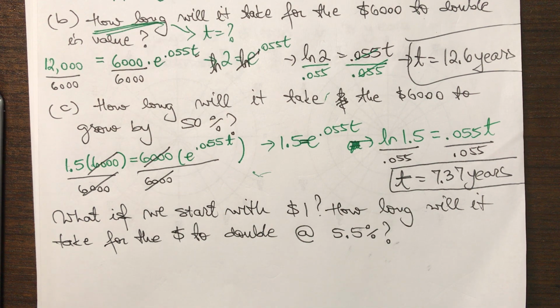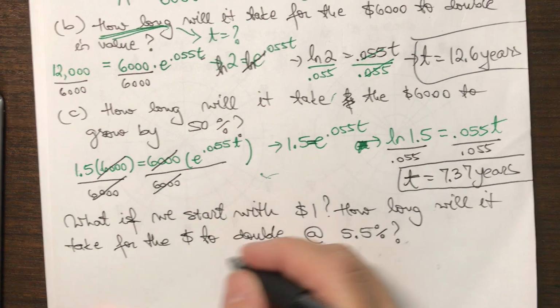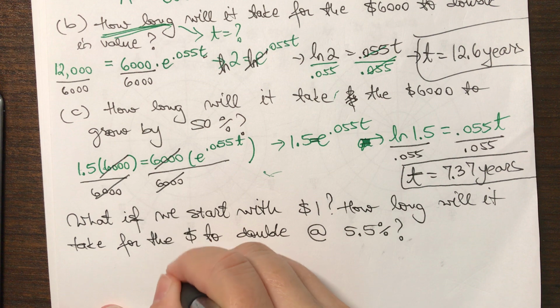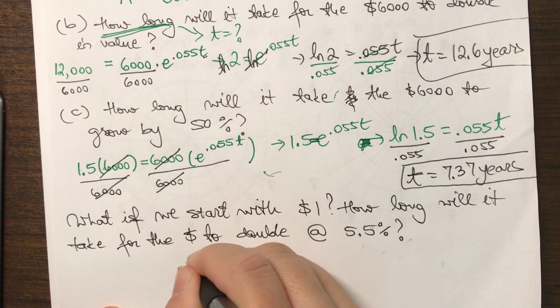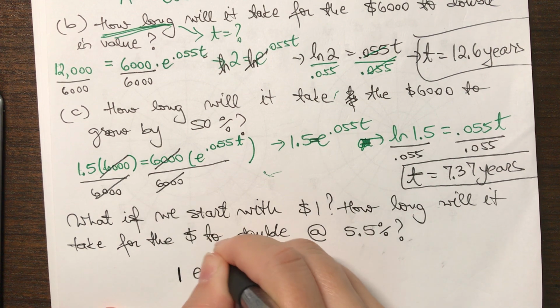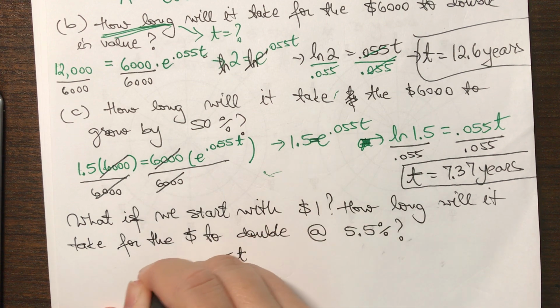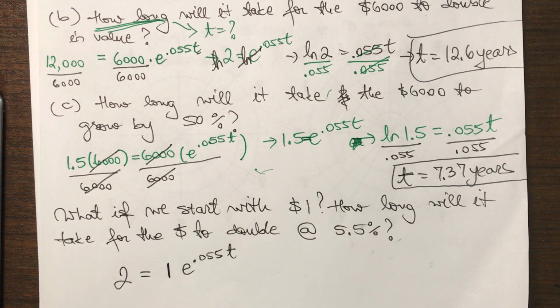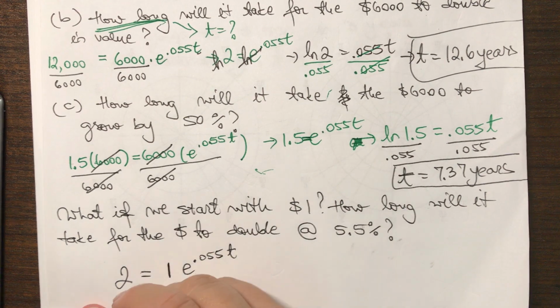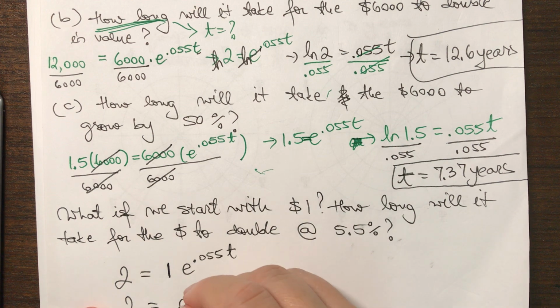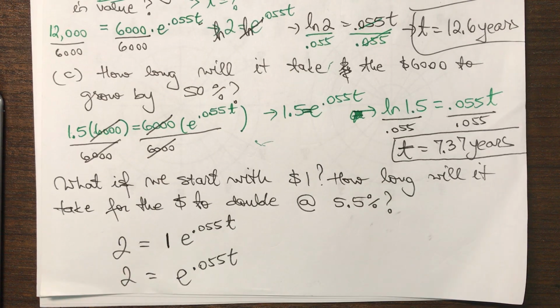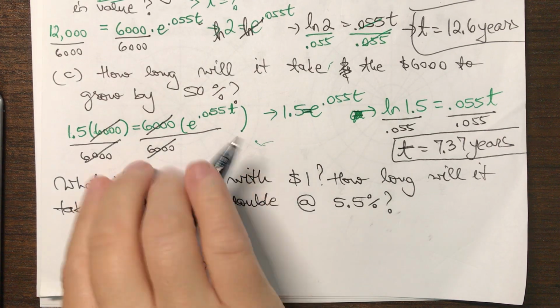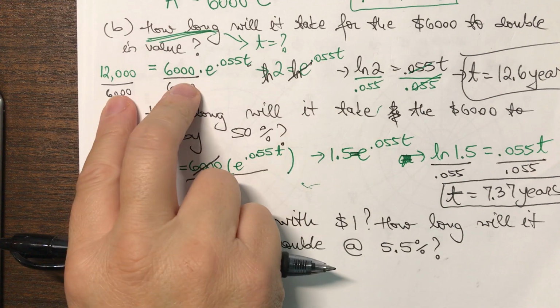Okay. So this is my question. What if we start with $1? How long will it take for that $1 to double? Okay. So if I start at $1 and make it grow continuously at 5.5%, what am I going to get? $2, right? Now, when you divide both sides by 1, what do you end up with? The same equation as up above. So this is what I was trying to show you. It really doesn't matter what amount you are starting with right here.